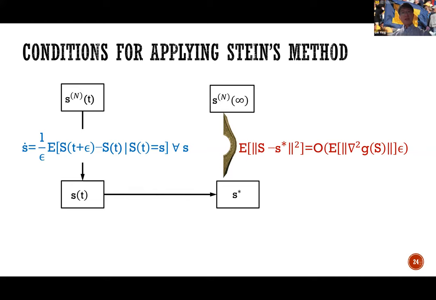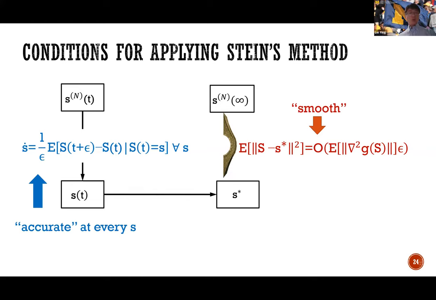Okay. And then with that, using Stein's method, what we can establish is the error between the steady state and the fixed point of the mean field model, which depends on the Hessian and the scaling parameter epsilon, which in most cases is 1 over n. Okay. So what does it require? For example, to build this mean field model, first of all, your mean field model has to be accurate, right? So we are building this dynamical system or differential equation this way. So this S dot has to be accurate for every state S, okay?